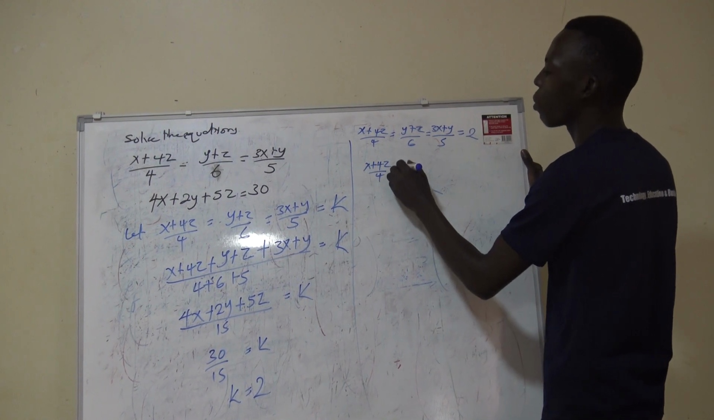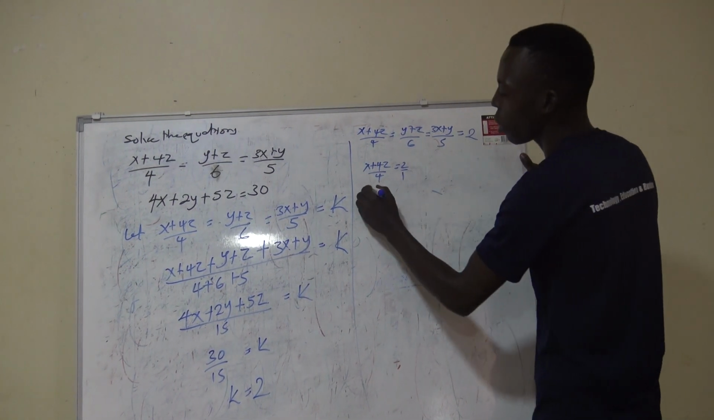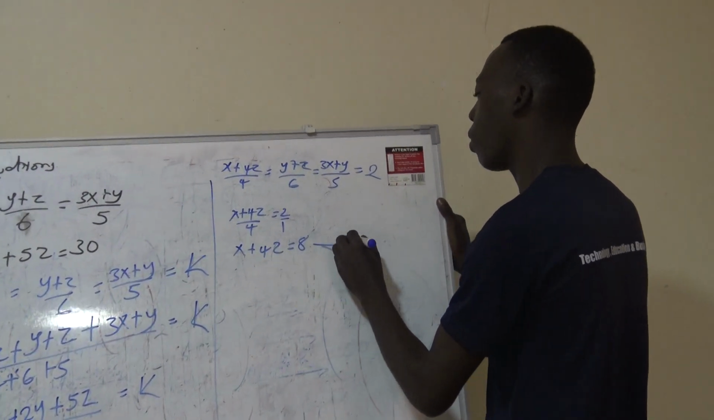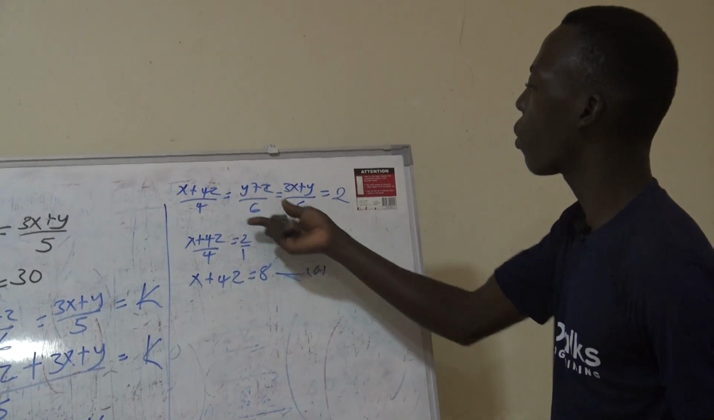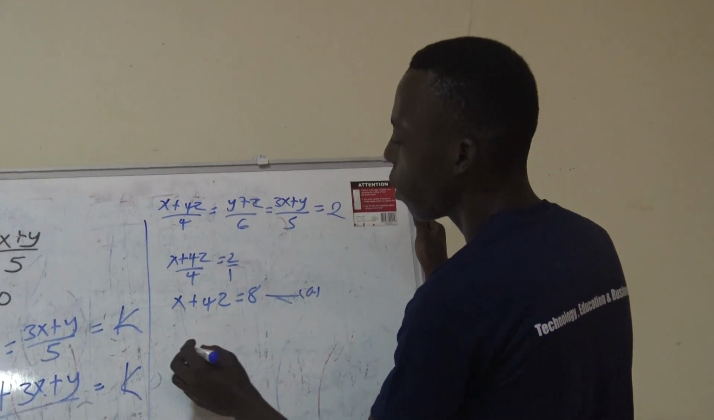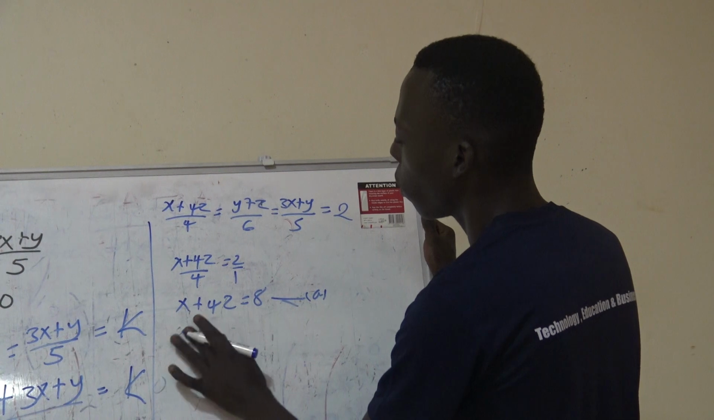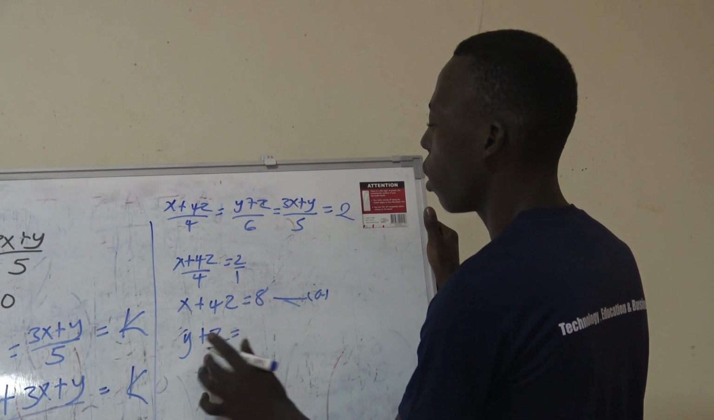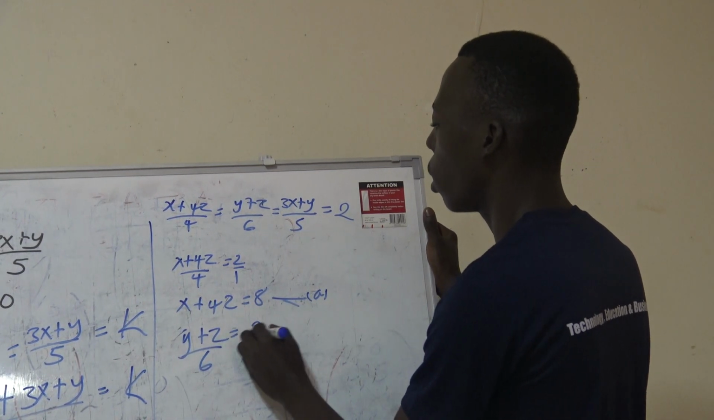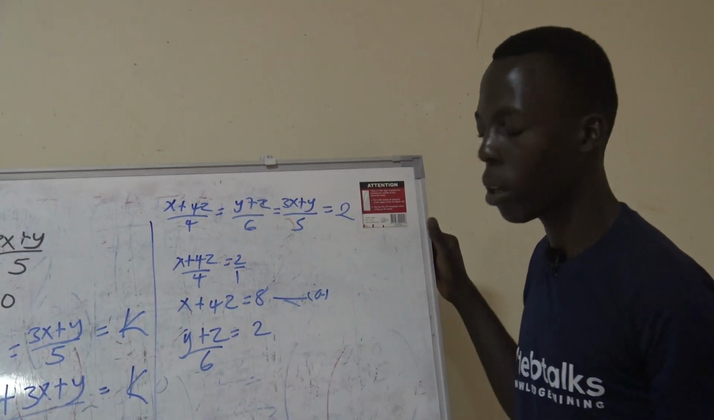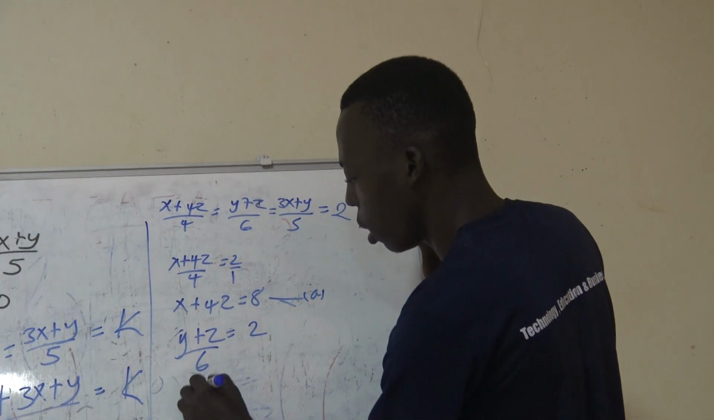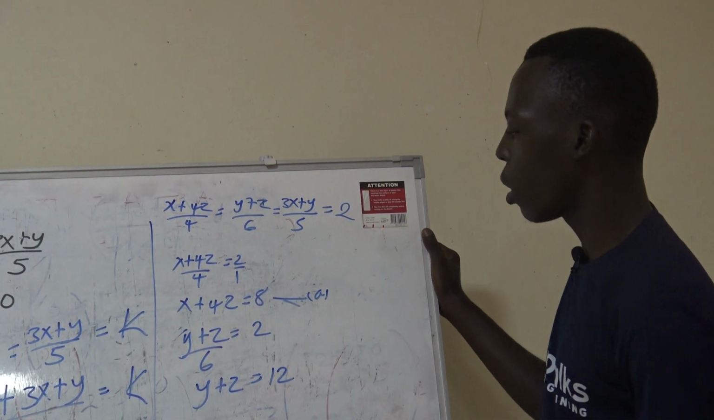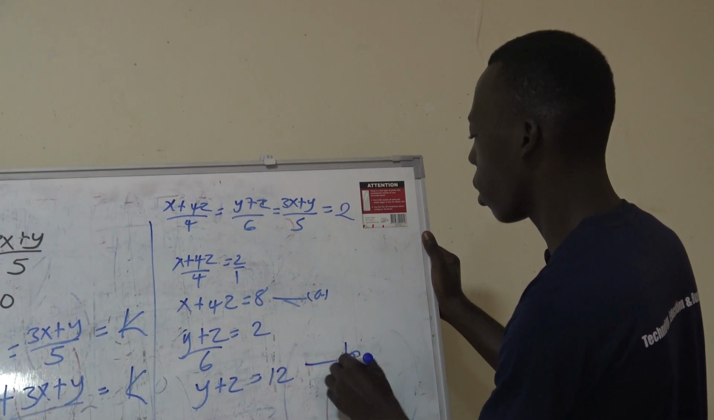From here you can multiply, and you get x + 4z = 8. Call this one equation A. Then also get another one, which is (y + z)/6 = 2. From there also cross multiply, and get y + z to be equal to 12. So this one, call it equation B.